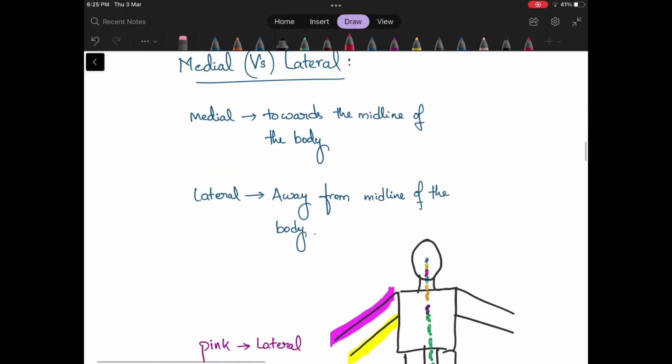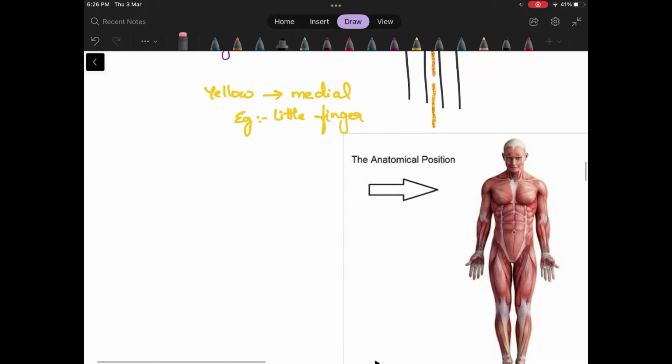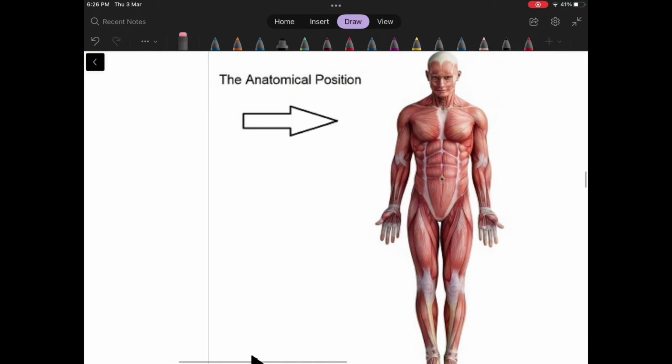Now we will learn about the terms medial and lateral. What is medial, what is lateral? Before learning this, you have to learn one important word, that is anatomical position, which is very important for first years. What is anatomical position? This should be understood to learn the further topic.